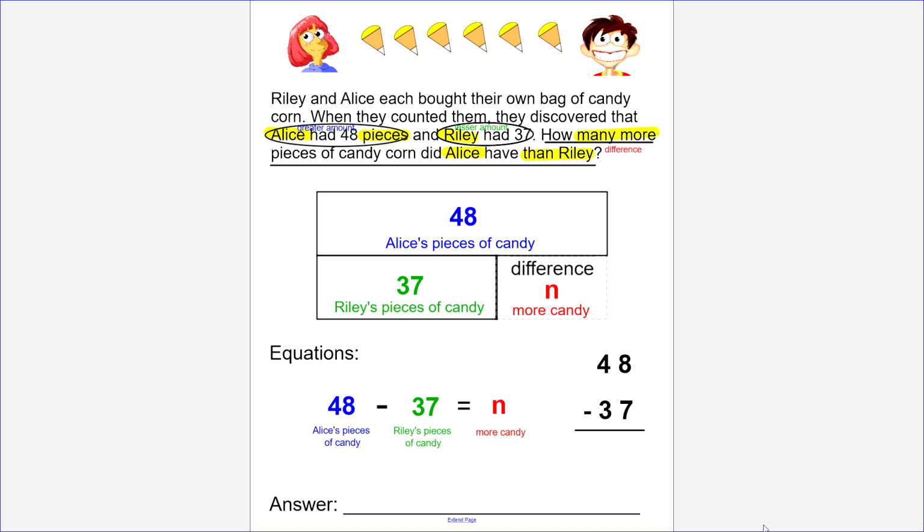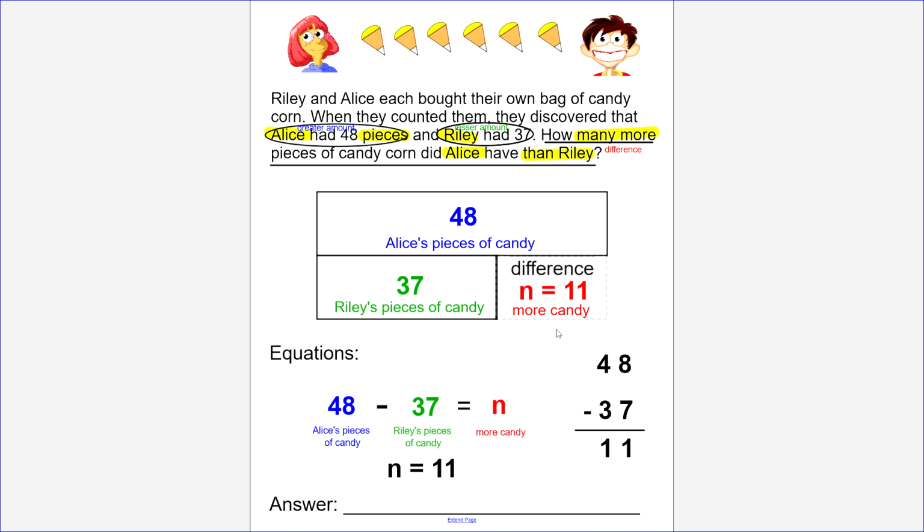Here you can see I've set up my equation vertically, 48 minus 37. On a piece of paper, third grade, go ahead and solve 48 minus 37. What does N equal in this problem? 48 minus 37 equals 11. So third grade, that means that N equals 11. The difference between the amount of candy Alice has and the amount of candy Riley has is 11 pieces of candy.